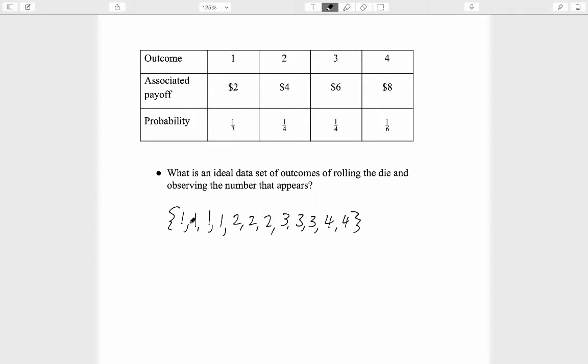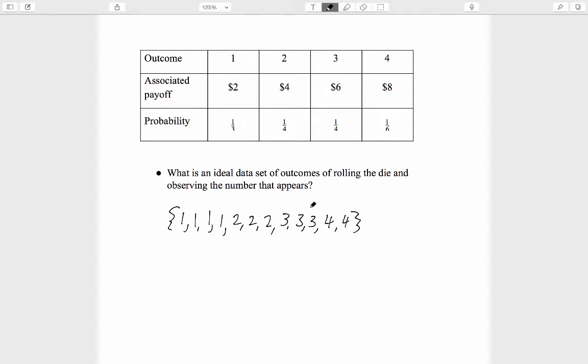First of all, notice that of these 12 numbers, a third of them, 4 out of 12, are indeed ones. 3 out of 12, that's a quarter of them, are twos. Another 3 out of 12, a quarter, are threes. And 2 out of 12, that's 1/6, are fours. Notice that you could not have obtained an ideal data set consisting of 100 rolls because 1/3 of 100 is not a whole number. Instead, you need a number of rolls of the die so that exactly a third of them are a 1, exactly 1/4 of them are a 2, etc.